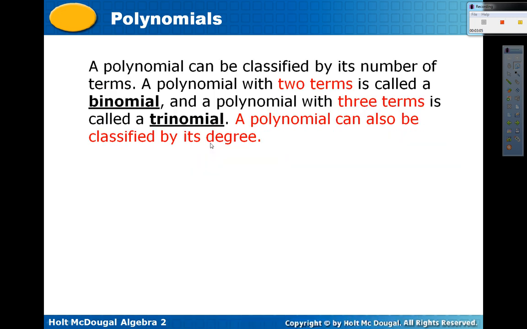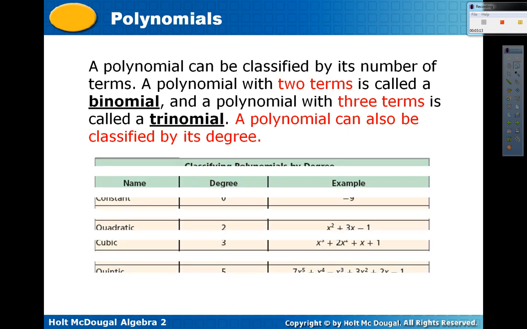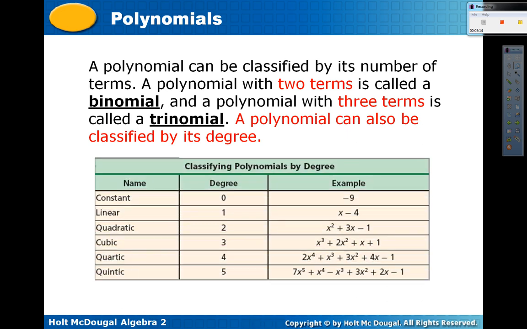Alright, a polynomial can be classified by its number of terms. A polynomial with 2 terms is called a binomial, and a polynomial with 3 terms is called a trinomial. A polynomial can also be classified by its degree. So if its degree is 0, that means you have a constant, or just a real number. If it's linear, then it has a degree 1. If it's a degree 2, it's a quadratic. If it's a degree 3, it's a cubic. If it's a degree 4, it's a quartic. And if it's degree 5, it's a quintic.